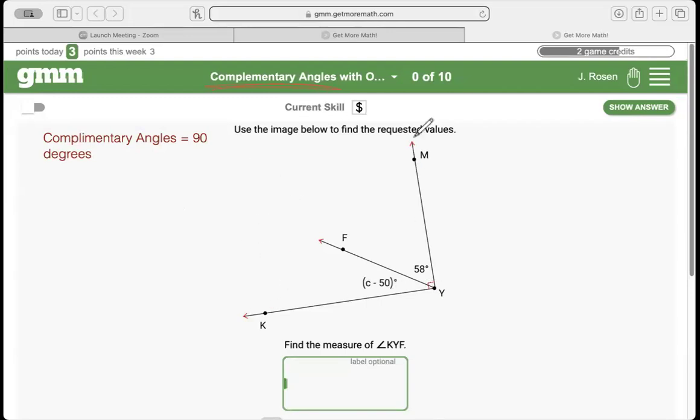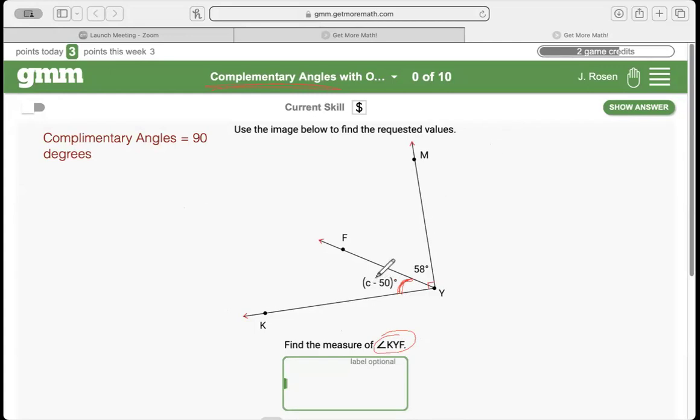So again, we know that KYM adds up to 90 degrees. This says to find the measure of KYF. So KYF is this one right here. So always pay attention to what it's asking you. But that tells us it's going to be this expression plus 58 is going to get us the total. And again, we know they're complementary, and complementary means 90.